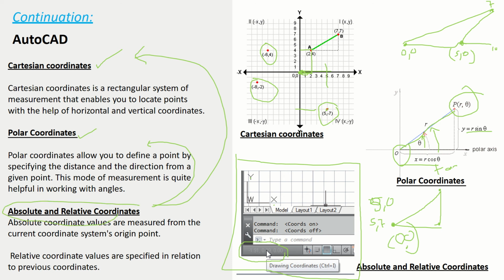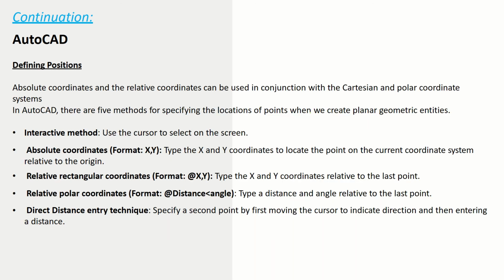We are still using Cartesian coordinates and polar coordinates, but we're just measuring either from the point of origin or from the point that you've drawn last. Okay, so we're going to see that also different ways to define positions. There are 5 different ways. All these things will be in the handout that I'm going to upload.